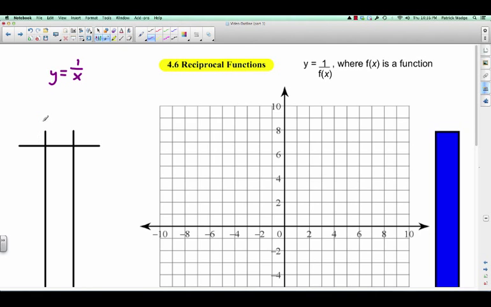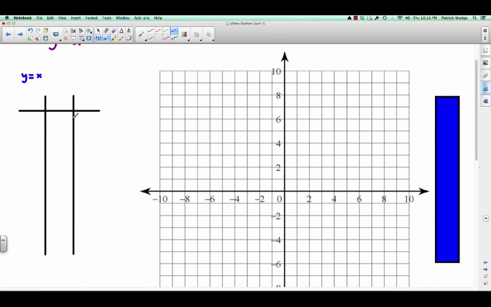Before we graph that, we're actually going to graph something even easier: y equals x. You should be able to graph that right now, but to help us through this whole process, let's make a table of values. We'll set up an x and a y, and we're going to put in quite a few values for x: -10, -5, -2, -1, -1/2, -1/5, 0, and then back up in the positive direction: 1/5, 1/2, 1, 2, 5, 10.